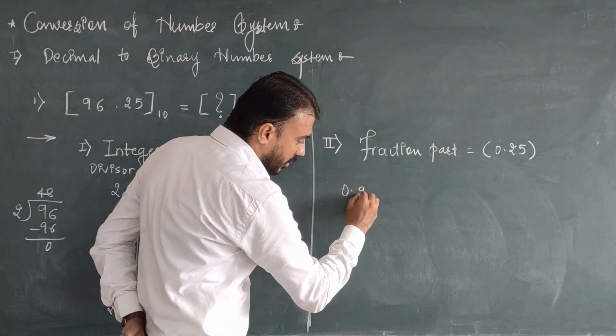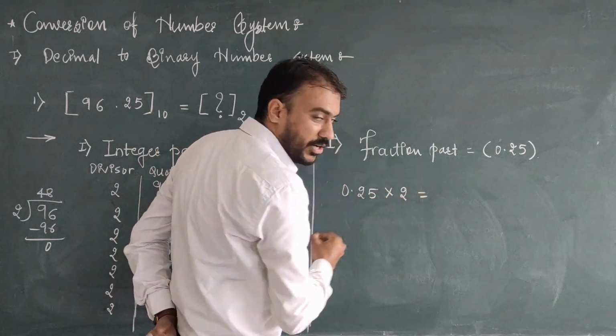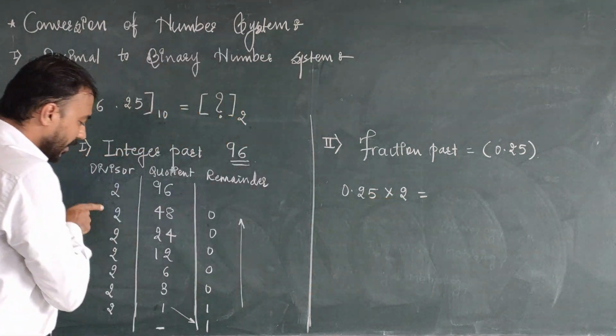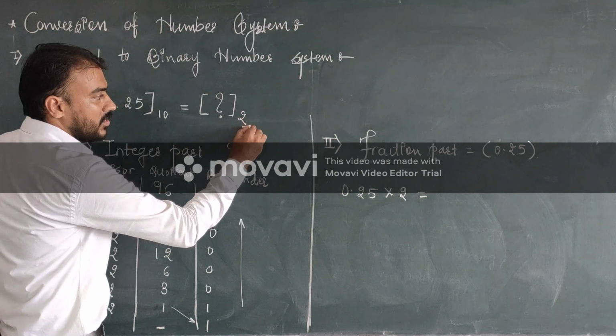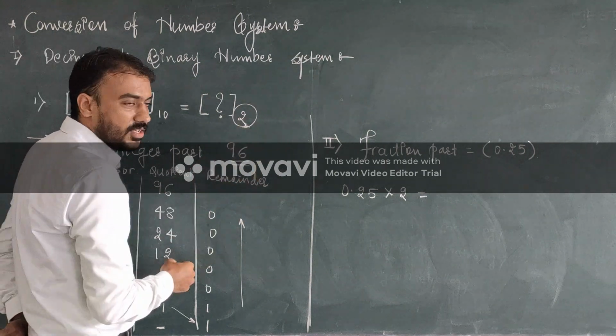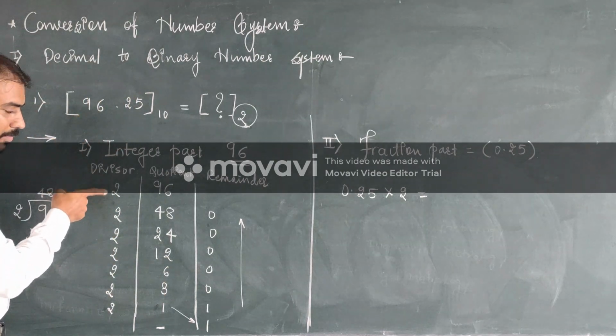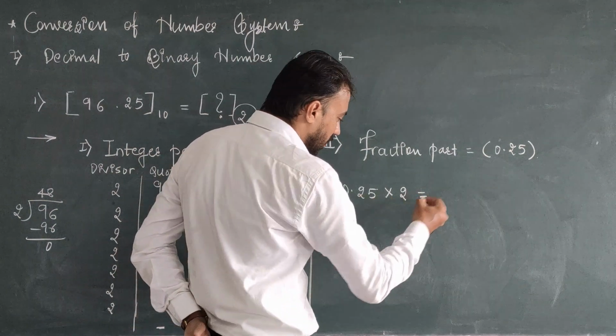We are always going to multiply the fractional part by 2. The reason behind dividing the number by 2 or multiplying the number by 2 is that we are going to convert a decimal number system into a binary number system. That is why we always divide the integer part by 2 and multiply the fractional part by 2. So let us see how to solve this.